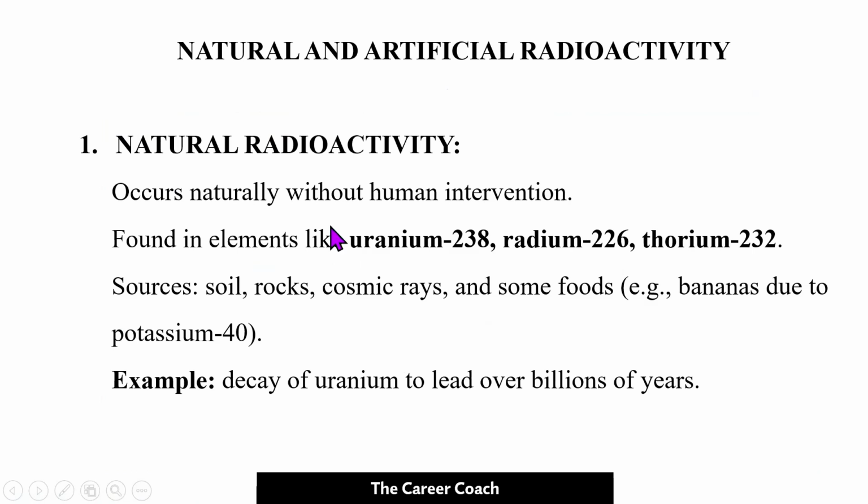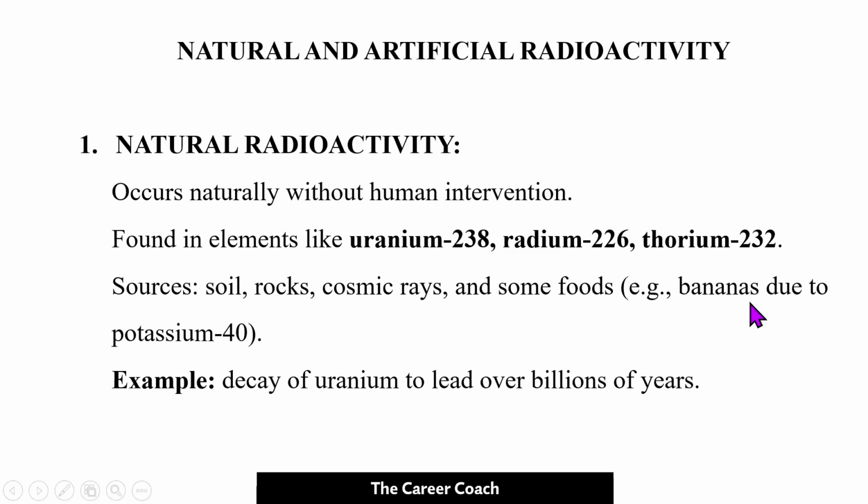This is found in elements such as uranium-238, radium-226, and thorium-232. So, uranium-238 is an isotope of uranium. Radium-226 is an isotope of radium. Thorium-232 is an isotope of thorium. Sources of natural radioactivities are soil, rocks, cosmic rays, and some food that we eat.